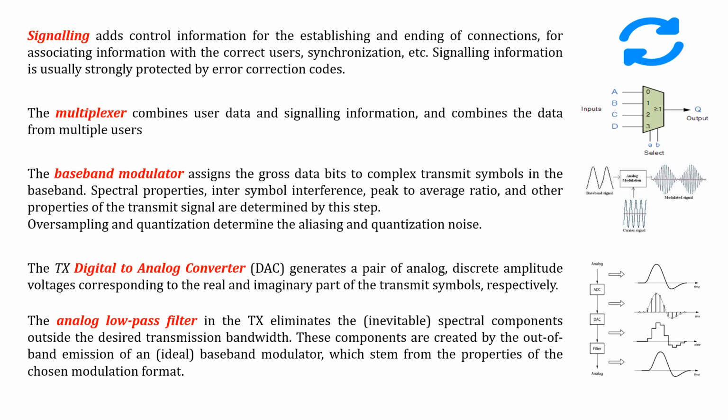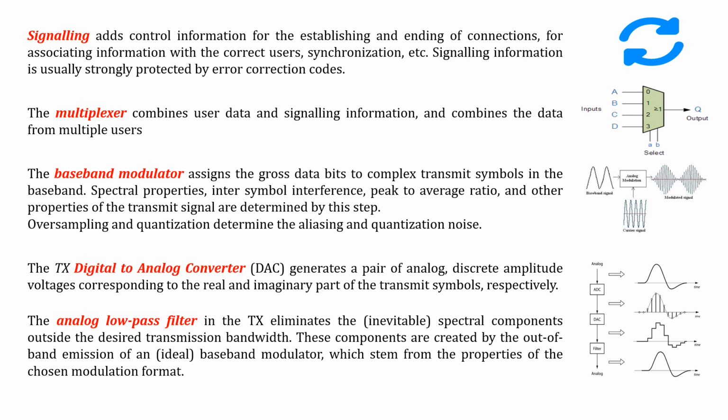And then the modulation will determine the spectral properties, that is ISI, peak to average ratio, and other properties of the transmit signal. We must also take utmost care with the sampling and quantization part as well, because oversampling and quantization will determine the level of aliasing and quantization noise when we are performing modulation. So proper care has to be taken in assigning the sampling rate, which we have done in the analog to digital converter, that is ADC.